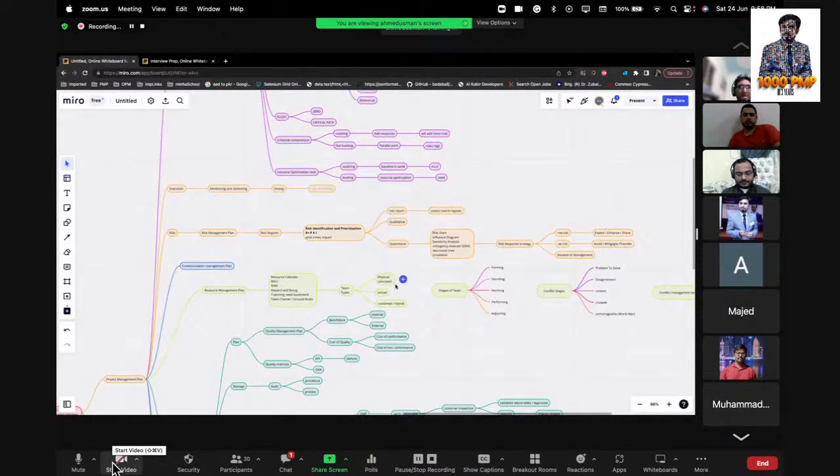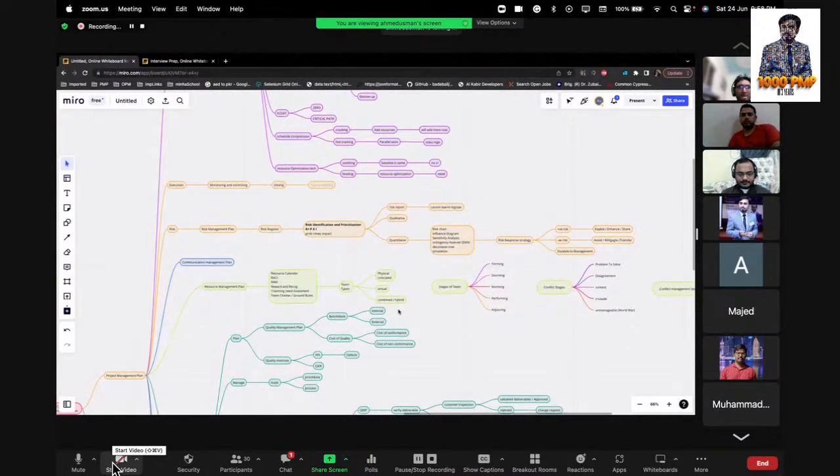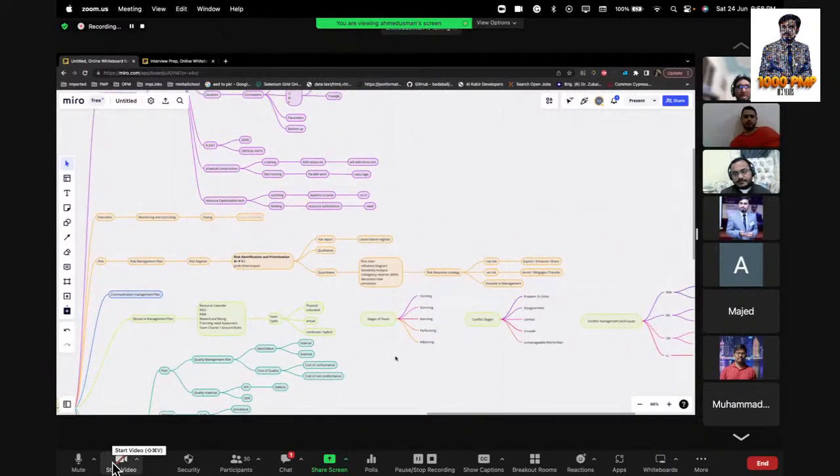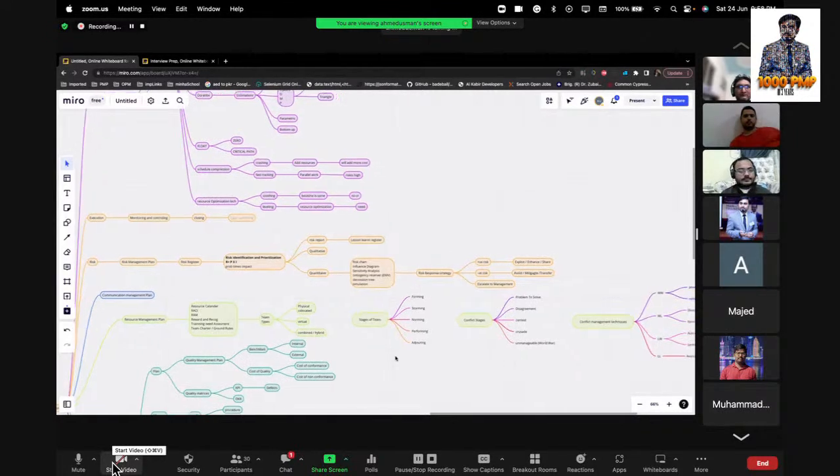Then we have different types of teams. Sometimes the teams are physically co-located, sometimes they're virtually located, and sometimes we have the hybrid mode, where there are combined teams. Then we also have the stages of team. There are 5 stages: forming, storming, norming, performing, and adjourning.